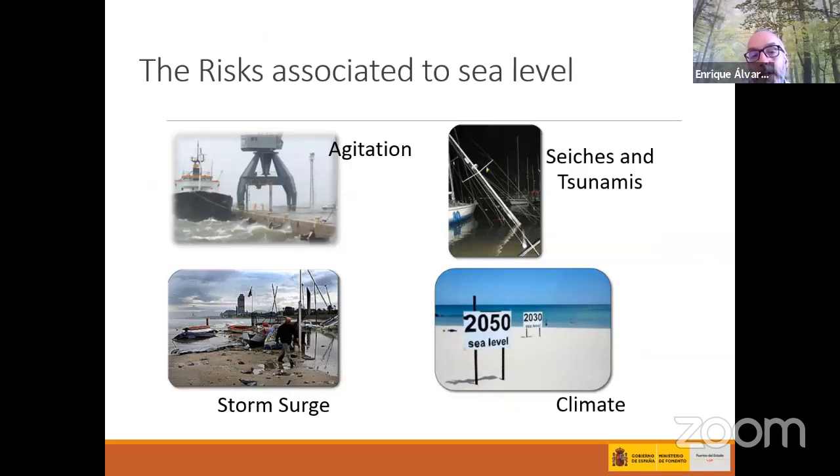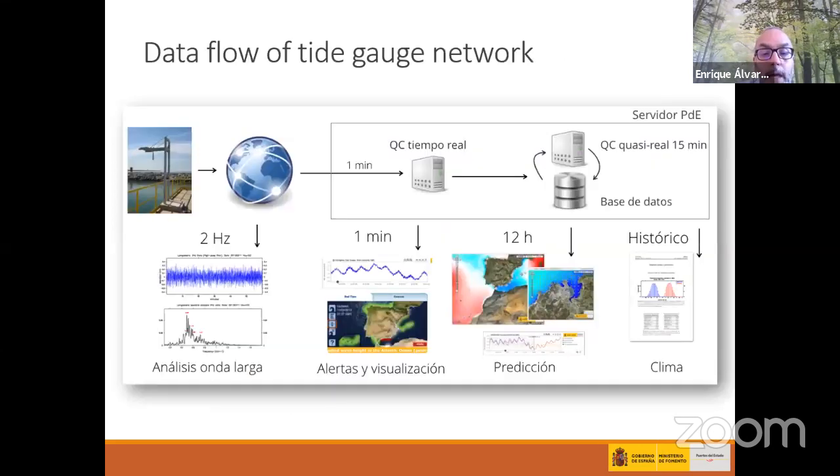Sea level, as you know, is linked to all kinds of risk, to agitation inside the port. You see here how the boats move with surges and tsunamis, with storm surge, and also with the sea level rise due to climate change. With our network, thanks to this 2 hertz measurement, we are addressing all these problems at the same time. This is how the flow of data is coming, with the 2 hertz data coming very fast, and we are using that to analyze surges, to analyze what we call long waves, as engineers call them.